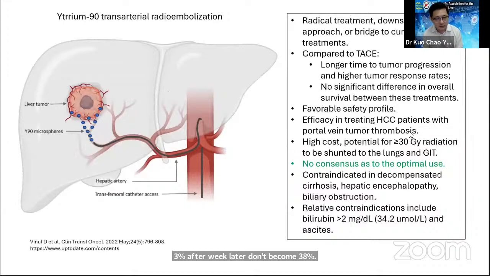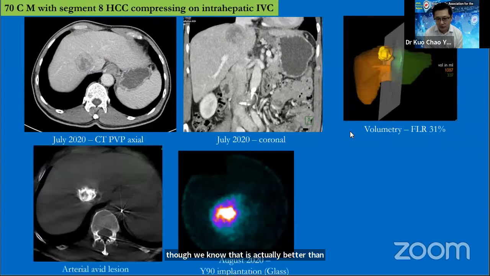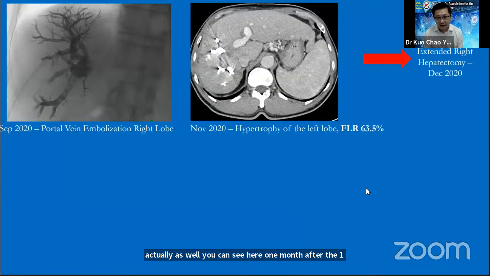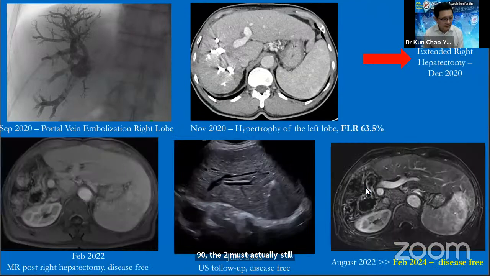Then some words about Y90. Until today, there's no consensus on the optimal use, even though we know that it's better than TACE and relatively safe. What happened to our patient, as you can see here, 1 month after the Y90, there's still some viable tumor tissue at the periphery. And after the extended right hepatectomy, subsequently he's disease-free. I last saw him in February this year. He's still remaining disease-free, and the left lobe is nicely hypertrophic.